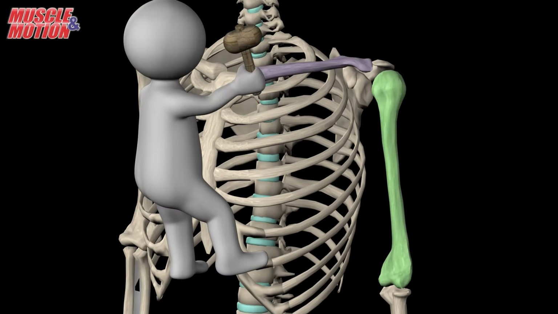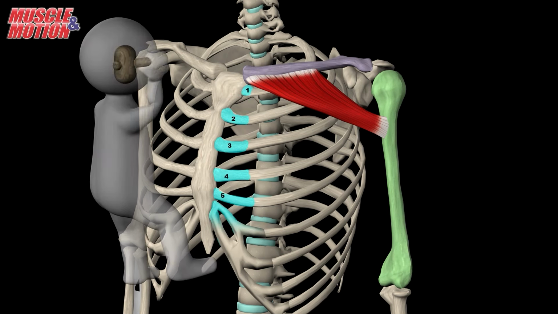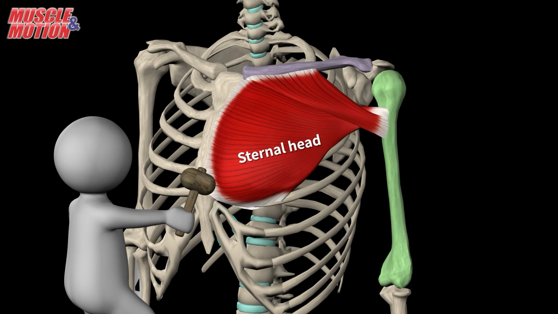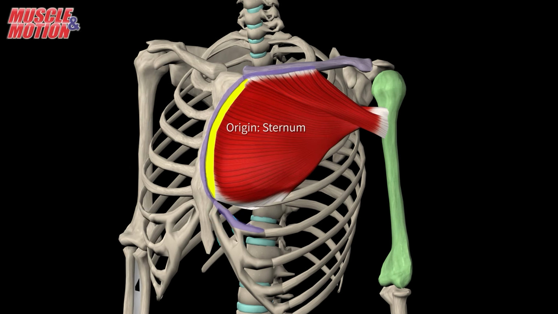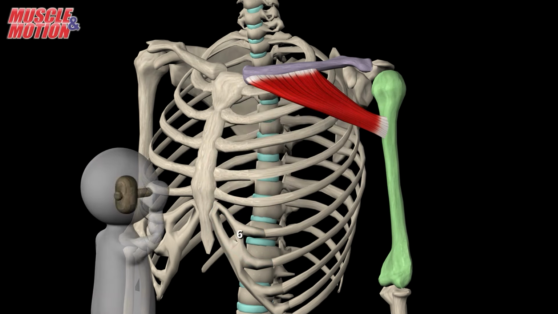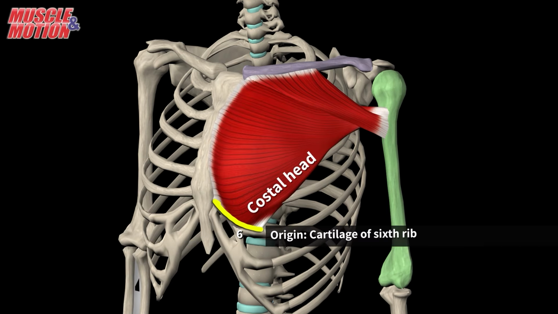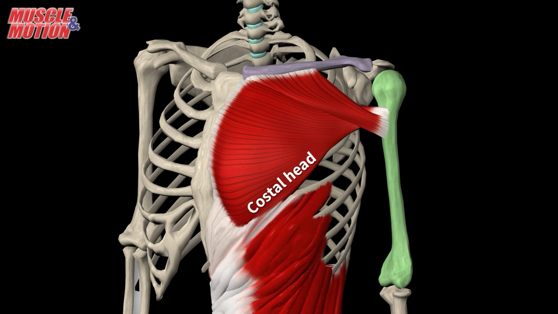We can see that the clavicular head originates (proximal attachment) from the anterior surface of the medial half of the clavicle. The sternal head originates from the anterior surface of the sternum and the first seven costal cartilages. The costal head originates from the cartilage of the sixth rib and the aponeurosis of the external oblique.